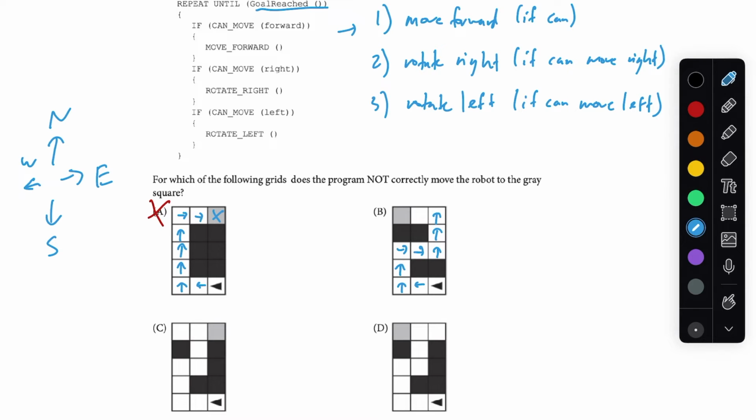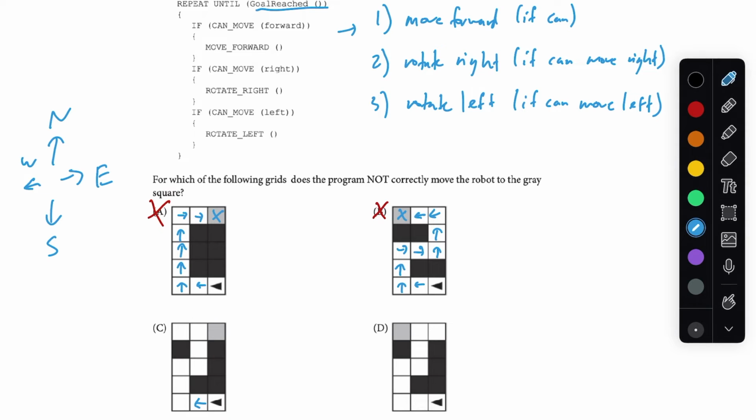And then this time we can't move right, but we can move left. So we're going to rotate to face this way. So then we move forward again. Okay, we can't move right, we can't move left, so we move forward again, and we have made it to the gray square. So it looks like B is not the right answer, because we will not make it to the gray square.